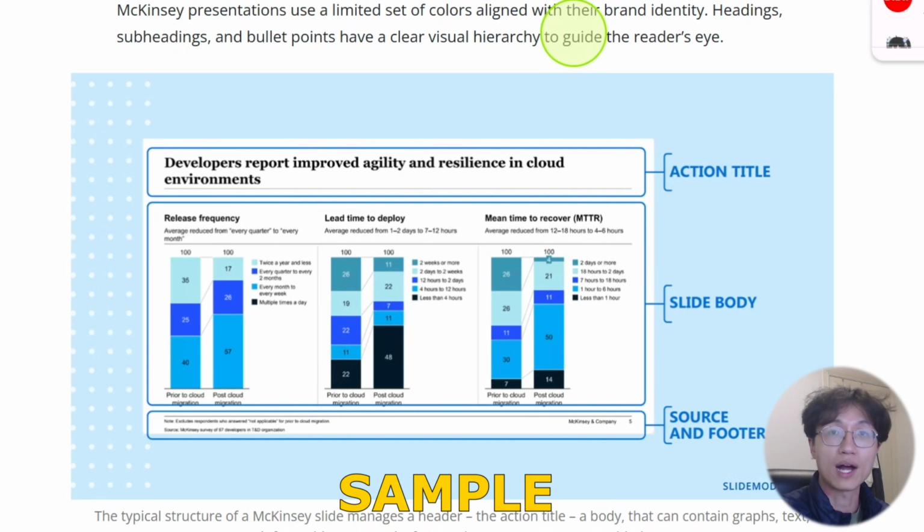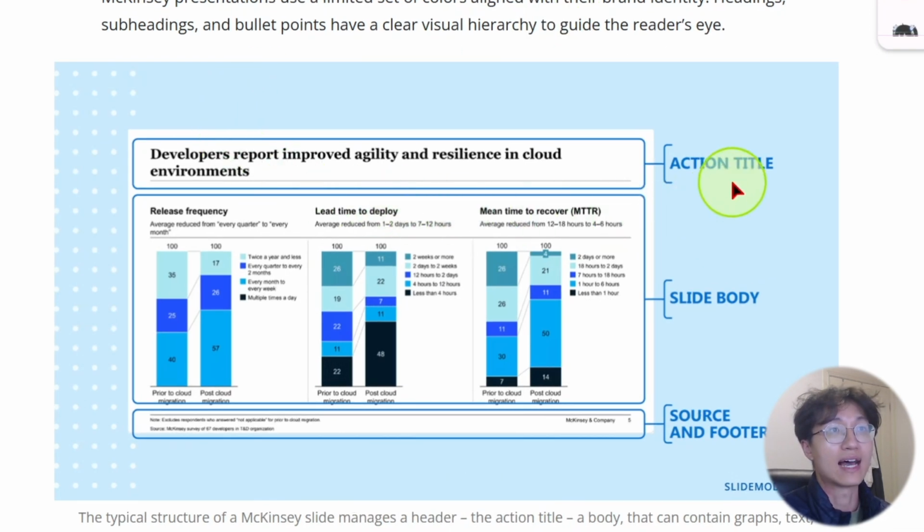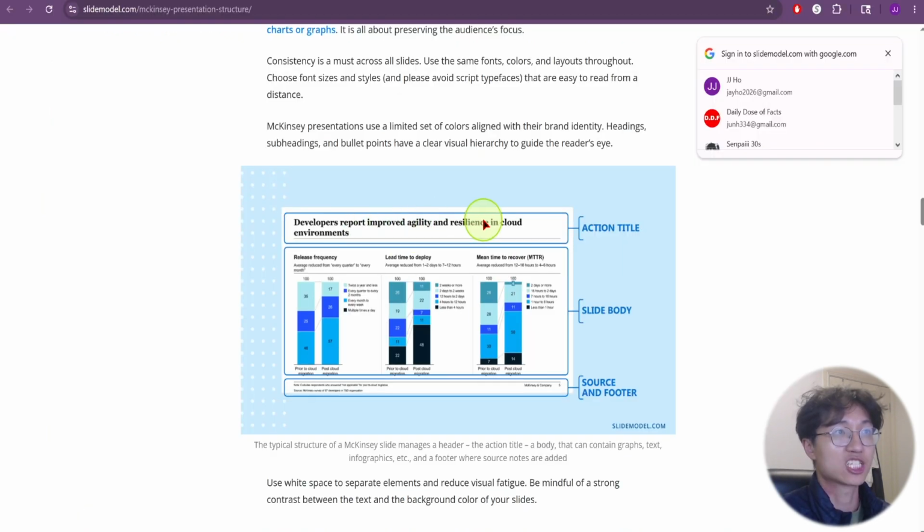Basically you can see what their presentation style focuses on here. You can see it has an action title. It's not just a generic title on the slide. It has action and also what are the outcomes. Then we have the slide body, which as you can see is very data driven. It presents data in a visually pleasing way.